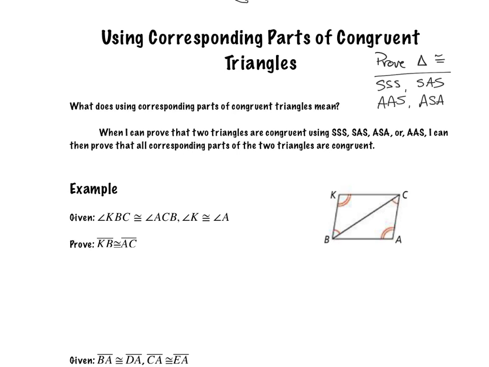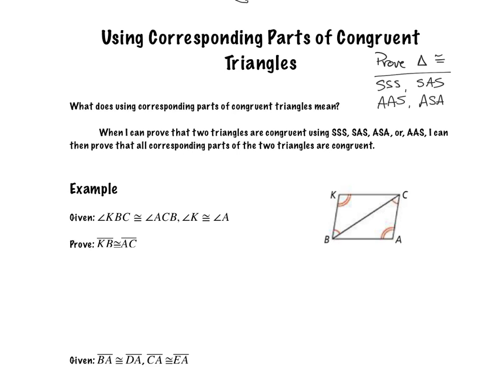So in the examples you're going to see now, before we had the givens, we checked those, labeled what we knew that wasn't labeled, and then the prove said prove triangle 1 is congruent to triangle 2, right? These types get a little different. So now here, we're given this stuff over here, but now it says prove that KB and AC are congruent, right? So let's start with checking off that the given stuff is labeled.